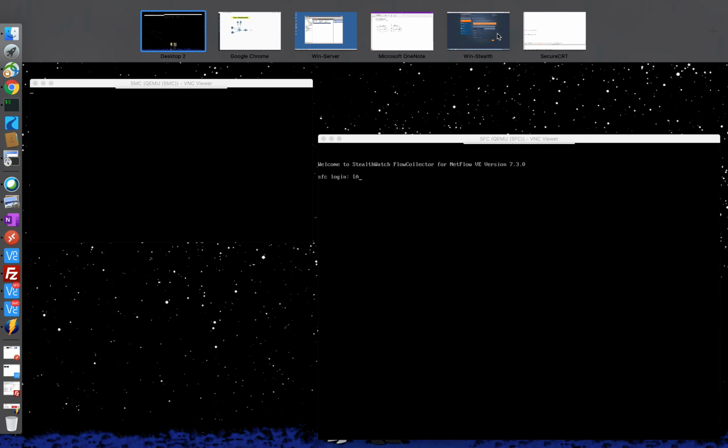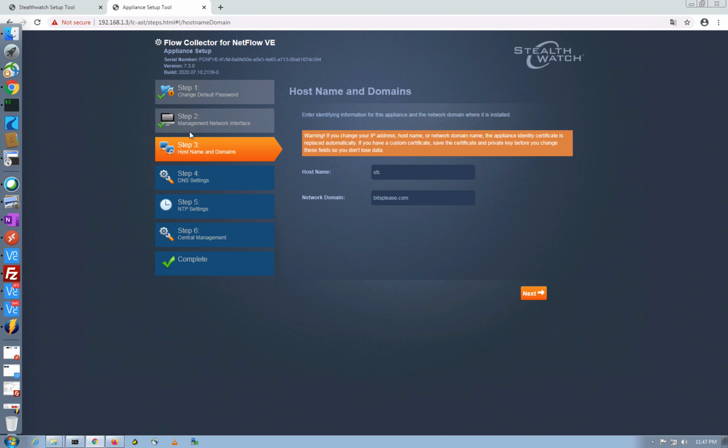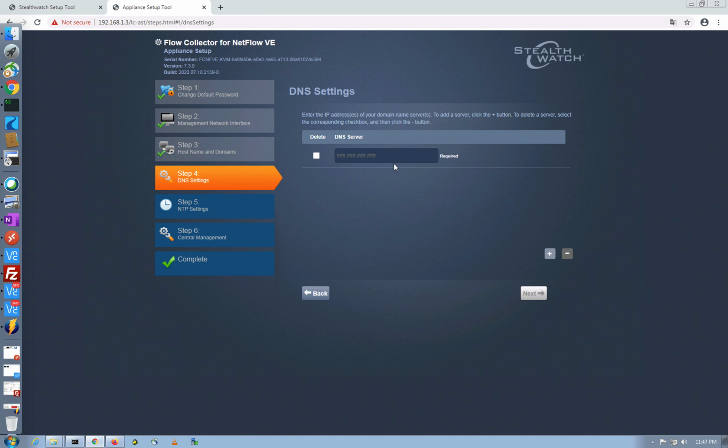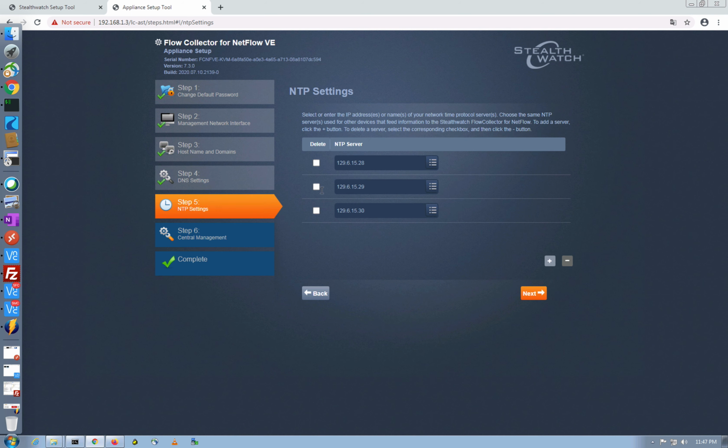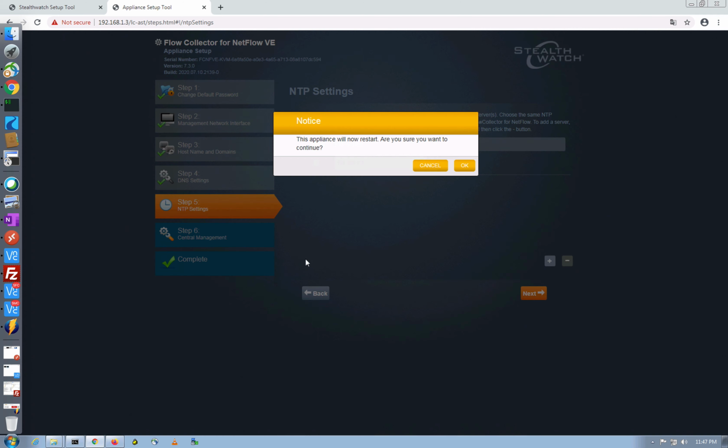Meanwhile, let's go back and see the next part. My host name looks good. The DNS server is needed here, so I'm going to say this one. I'm going to say next. NTP is not needed, so I'm going to remove these two NTP servers, and here I'm going to put 192.168.1.1. This is also going to restart now.